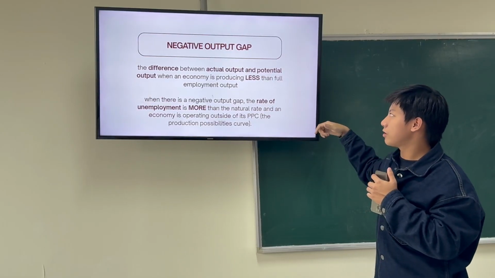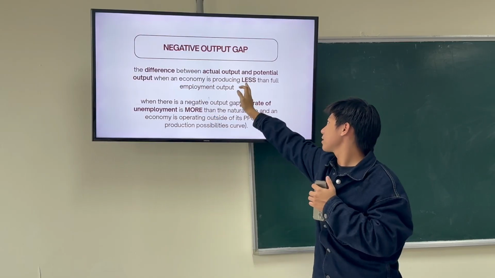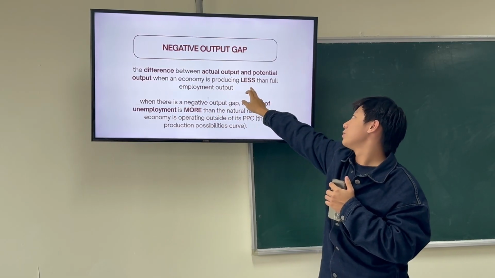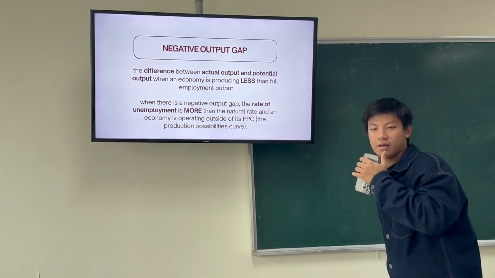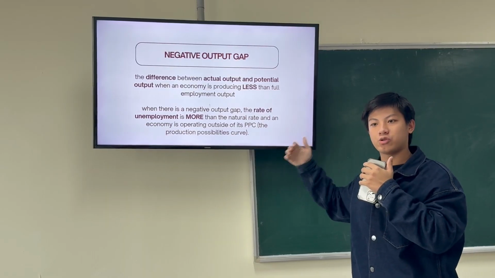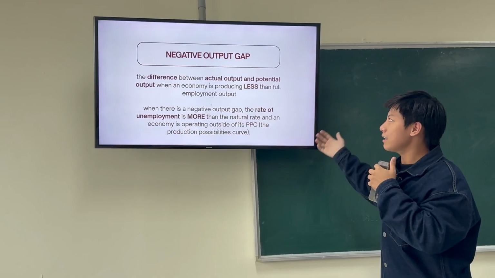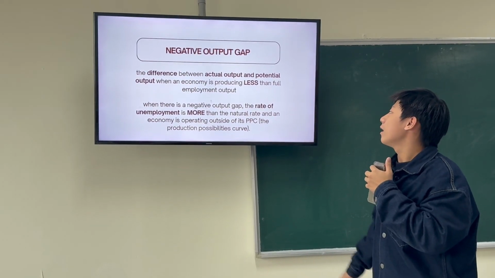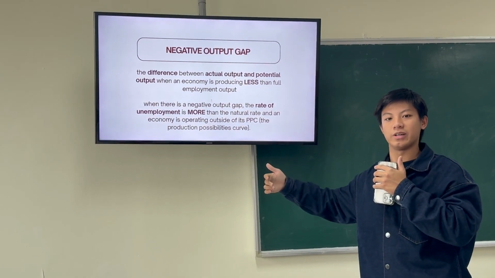And its inverse is called the negative output gap, and it's basically substituting more by less and less by more. In the negative output gap, the difference between the actual output and the potential output is that the economy is producing less than full employment output. And when there is a negative output gap, the rate of unemployment is more than what it naturally is.